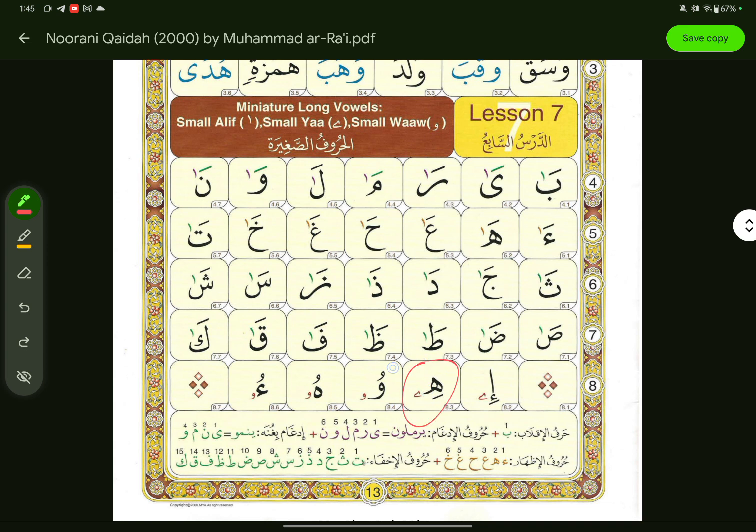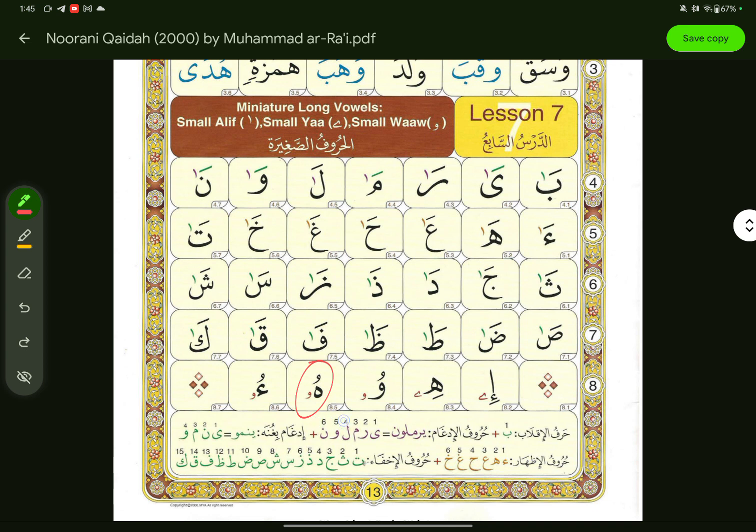Again, here is a ha with a kasra, he, normally, with a ya, hee, and that's what it is. And there's a waw here with a dhamma, and dhamma is associated with waw. So now, instead of just hu, it will be hoo.